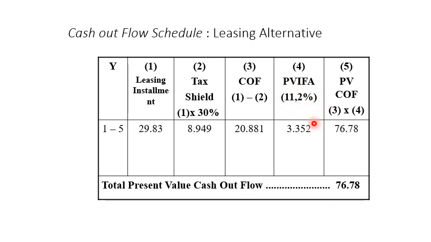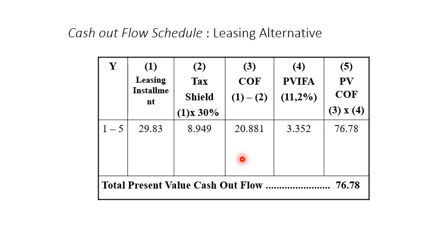So the PVIFA for 11.2% with n of 5 is 3.352, and then the sum of all the cash outflows, discounted, sorry, the discounted value of cash outflow will be 76.78. So you see here that this is the smallest cash outflow that the company can have using this alternative.